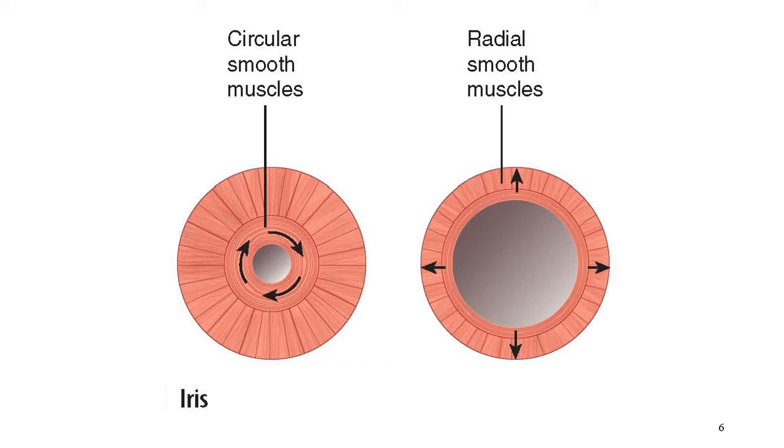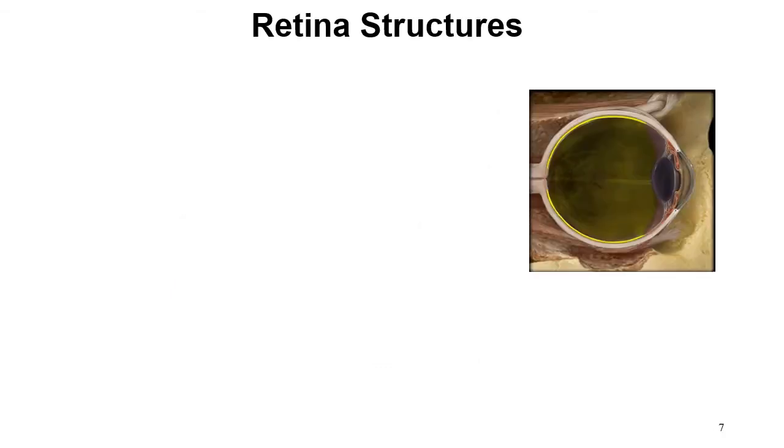Next, we have the iris. The iris's job is to regulate the size of the pupil. The iris has two muscles, circular smooth muscles and radial smooth muscles. So when the pupil is constricted in the first picture, it's going to get smaller and the circular smooth muscles get smaller. In the second picture, the pupil would be dilated, so letting more light in, and the radial smooth muscles would be in control.